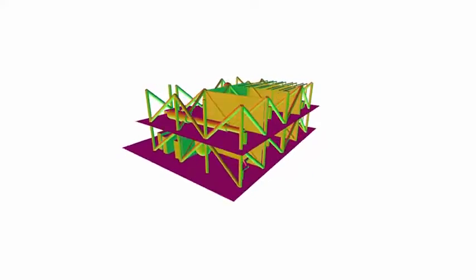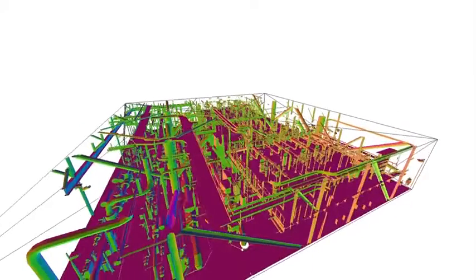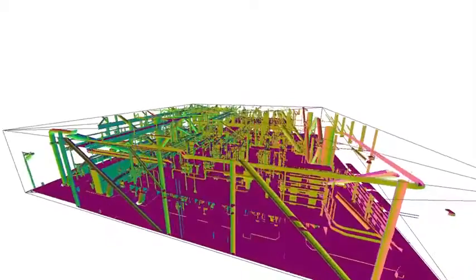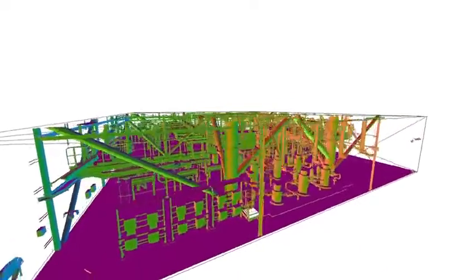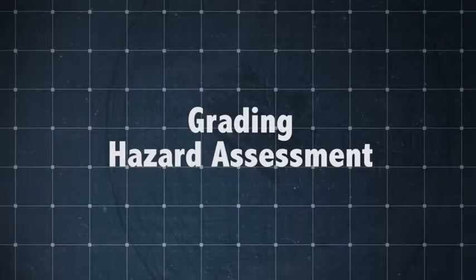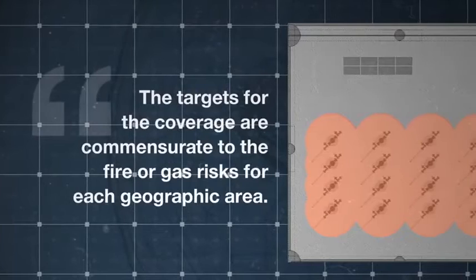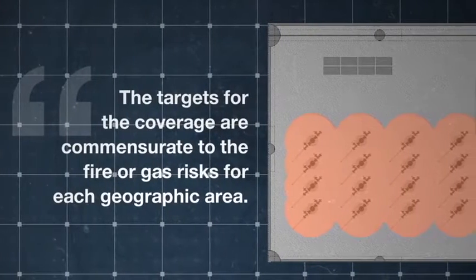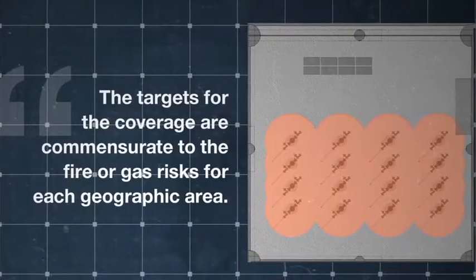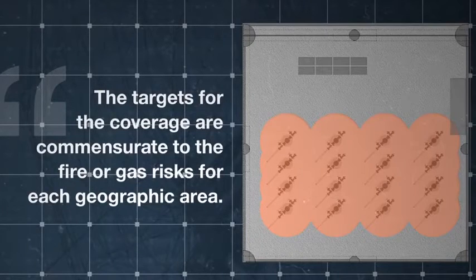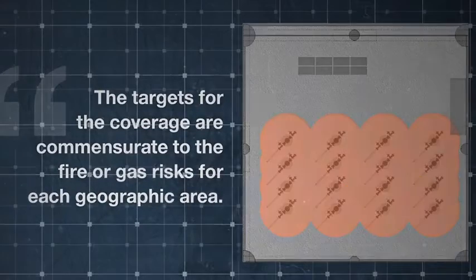This task is performed either by building a model of the facility using primitive geometric shapes or directly importing an existing 3D CAD model. A hazard assessment, known as grading, is used to set the coverage targets for fire and gas detection. The process of grading ensures that coverage is provided where required and that the targets of the coverage are commensurate to the fire or gas risks for each geographic area.